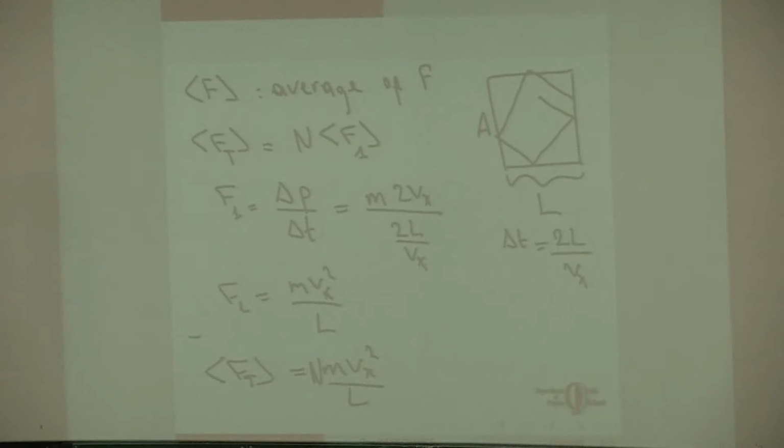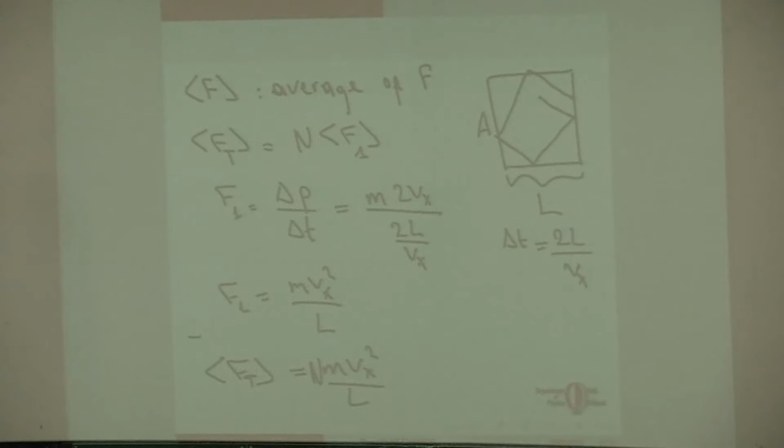If I take a ball, it hits the wall and bounces back. So I can calculate the force exerted by the ball on the wall by calculating the change in the momentum of my ball and the time it takes for that change to be realized. So this is how we define the force. The force is the change in the momentum of an object. This is the average force.